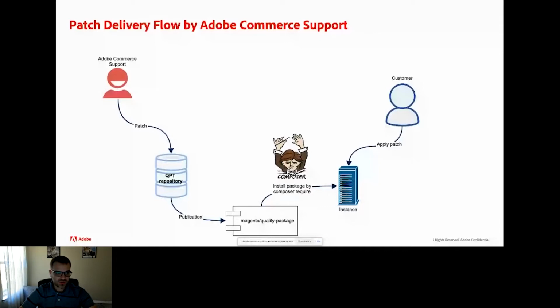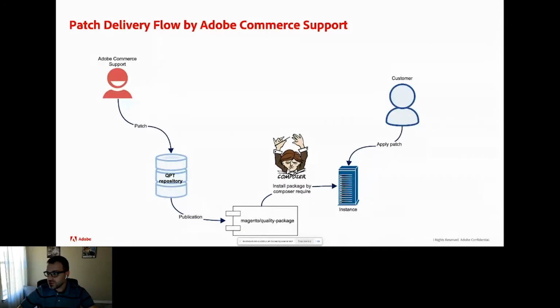First of all, once Adobe Commerce support has created a patch, it is delivered to the quality patches tool repository. As a source for publication, this repository is packaged and delivered to repo.magento.com and will be available for all customers. Then using composer and just a few simple commands, this package can be installed on a Magento instance, and the customer can review and apply any patches they need for their business scenarios.